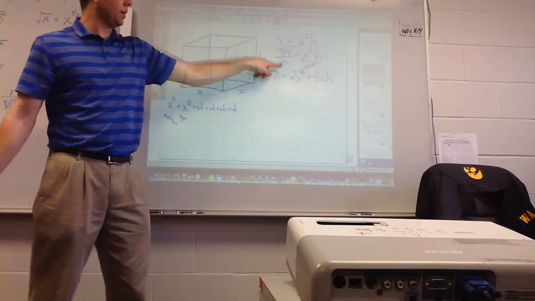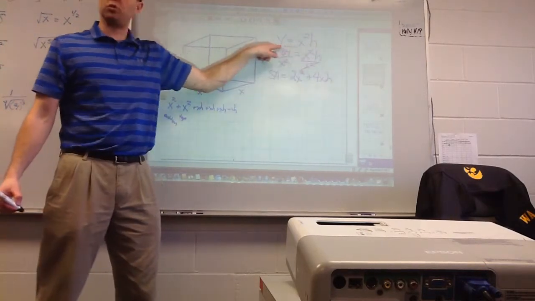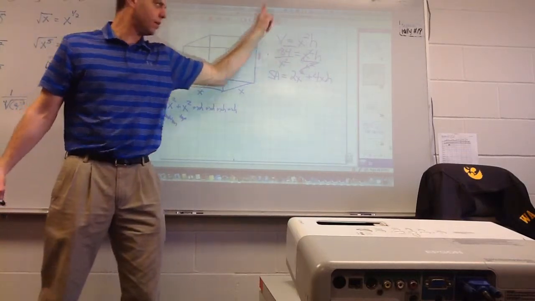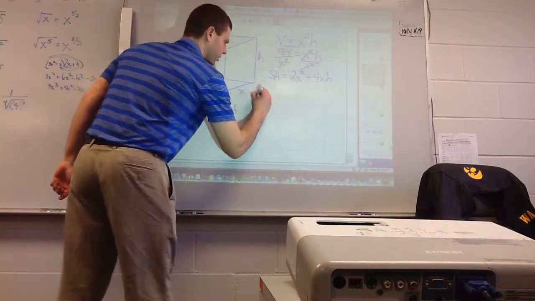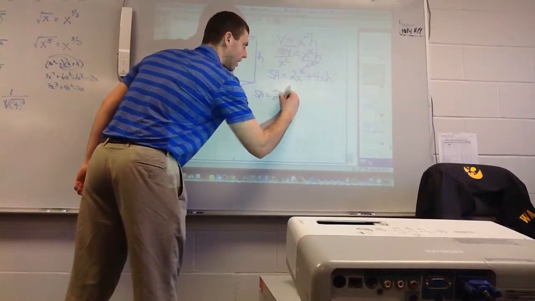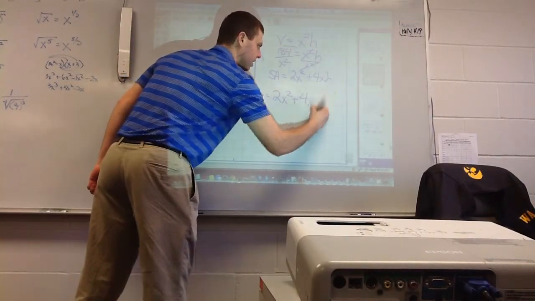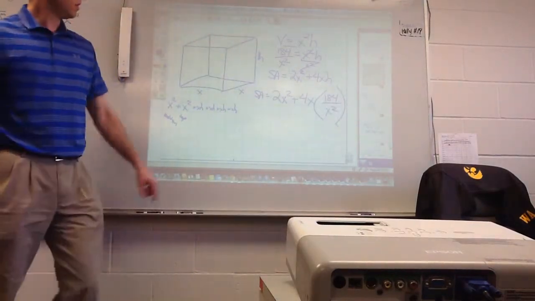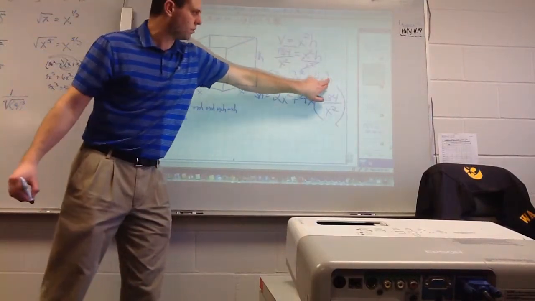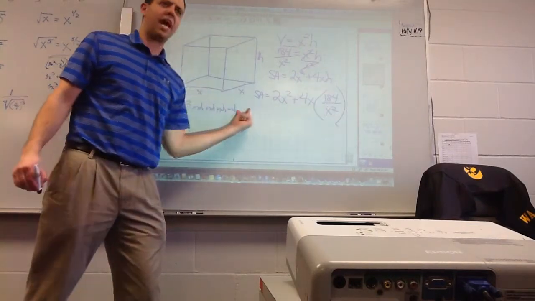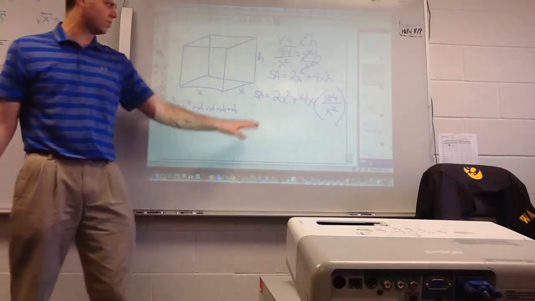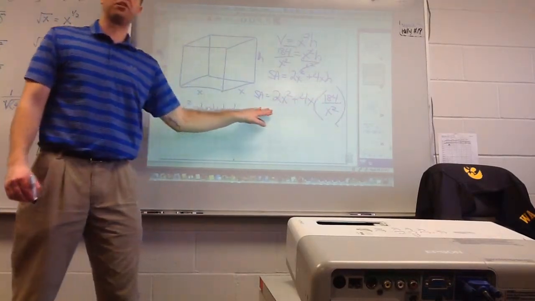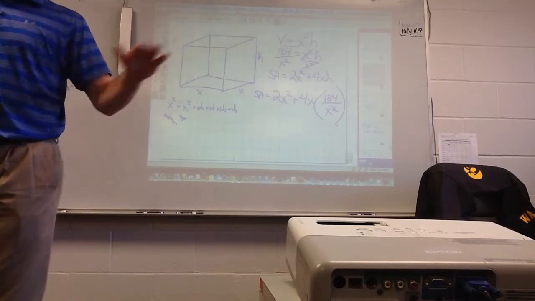So h equals 184 over x squared. Now what am I going to do with this 184 over x squared? Plug it in for h. So surface area equals 2x squared plus 4x times 184 over x squared. All I do is take what h is equal to and substitute it in for h, because now I only have one variable. Now I only have x's in my equation. So now I can graph this equation on a graphing calculator and find the minimum.